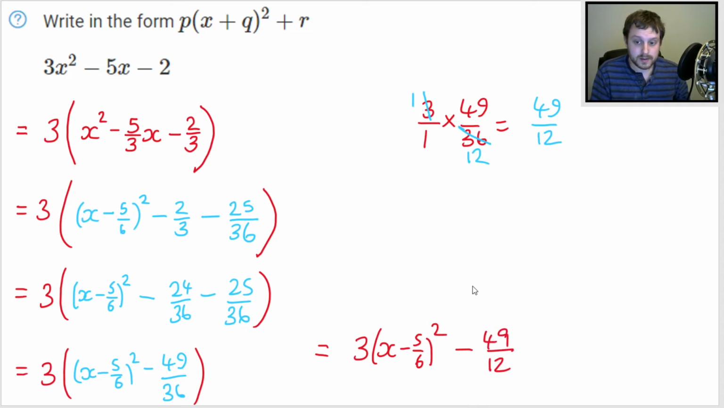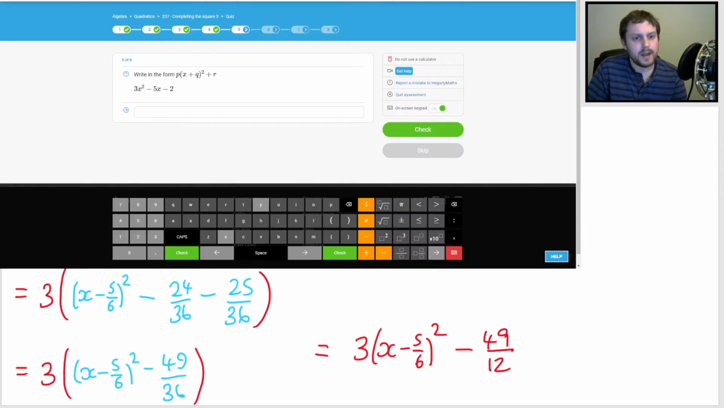And then that's the answer that we should put into Hegarty Math. So let's see if that's right. 3x minus 5/6 getting squared minus 49 twelfths.